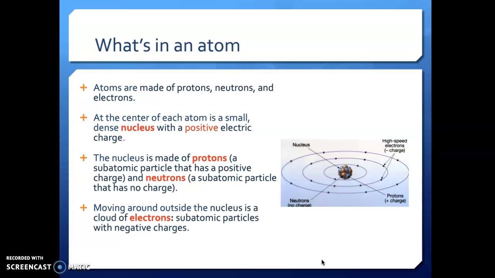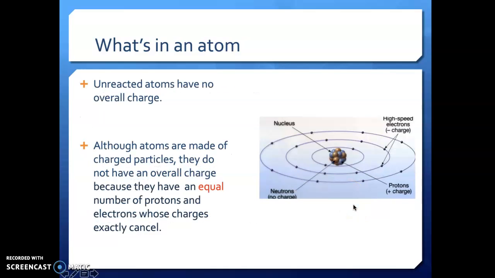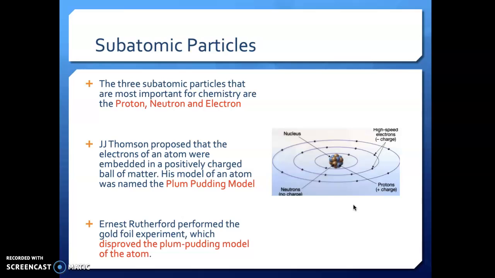Again, if you need to, pause so you can actually get the notes here. So protons and neutrons in the nucleus, mass is there. Orbitals, electrons, no mass but volume. So in general, an atom that has not been reacted has no charge, and that's because it has an equal number of protons and electrons, which we'll get to figuring out how do I know how many subatomic particles are in an atom. So the most important ones we're looking at here are protons, neutrons, and electrons.